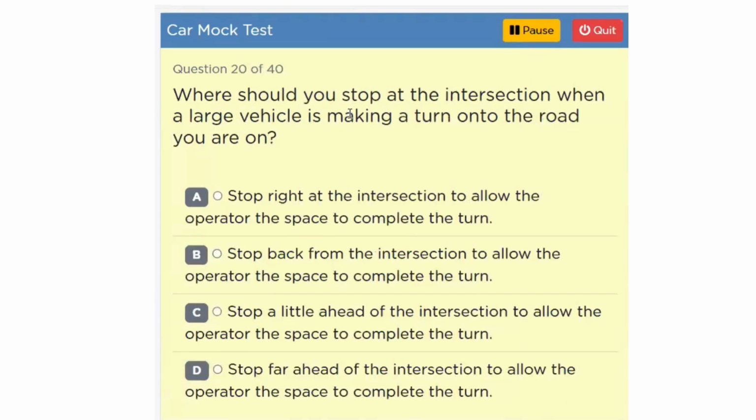Where should you stop at the intersection when a large vehicle is making a turn onto the road you are on? You stop right at the intersection to allow the operator the space to complete the turn. I don't know, but this will make more sense.